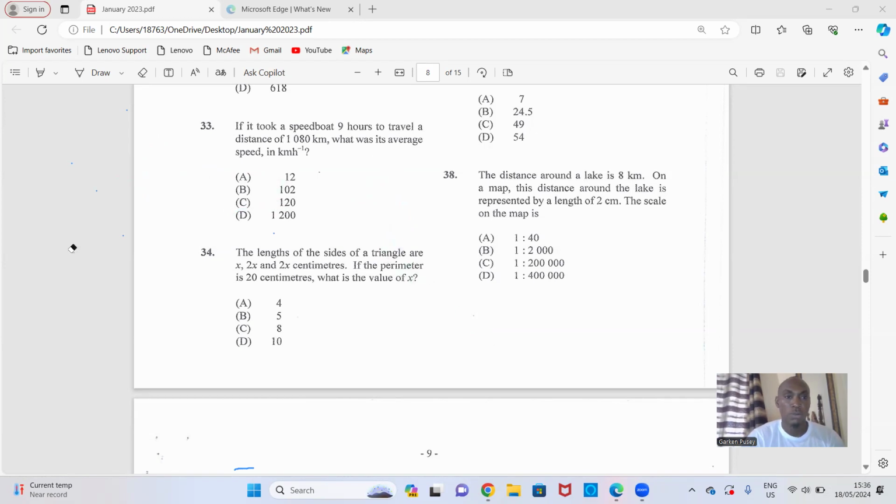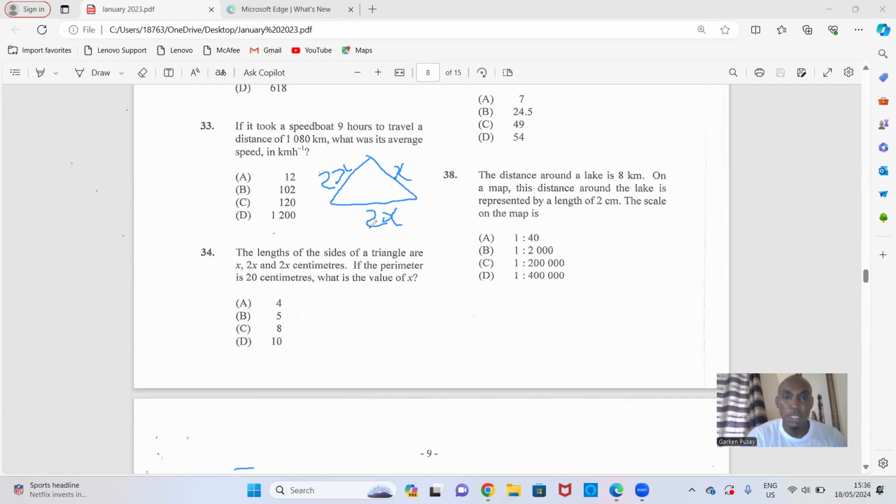All right, so let's go to question 34. It says the length of the sides of a triangle. Let me just sketch this triangle. Are x, that's one side, 2x, and 2x. So this seems to be an isosceles triangle with 2 equal sides. So let me just sketch this first. It says if the perimeter is 20 centimeters, what is the value of x?